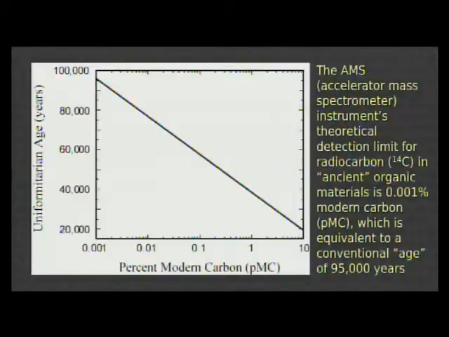The principle is simple, the technology is quite sophisticated, and it costs a lot of money. These instruments can theoretically detect radiocarbon in materials down to 0.001% modern carbon, which is equivalent to a conventional age of 95,000 years. That's the theoretical limit for these instruments. But the practical limit is more around 60 to 70,000 years, and you'll see why in a moment.